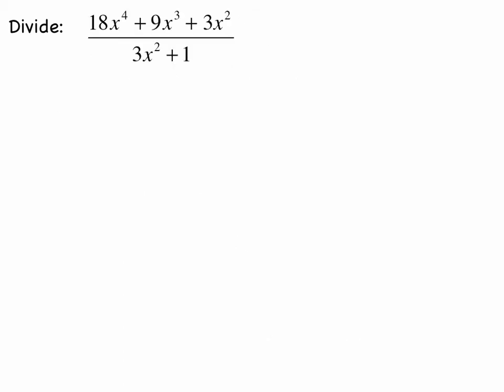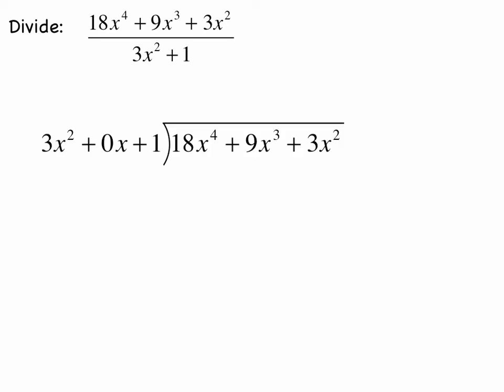Okay, last one. We're setting this up just like we did before. Notice we have x to the fourth, x to the third, x squared. We're missing an x to the first power on top. On the bottom we have 3x squared. We don't have an x to the first power, so we need to add that. Okay, again, let's pause the video. Try this one on your own now that you have it set up.